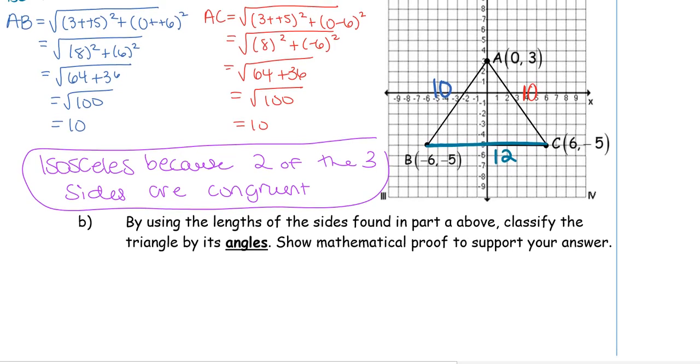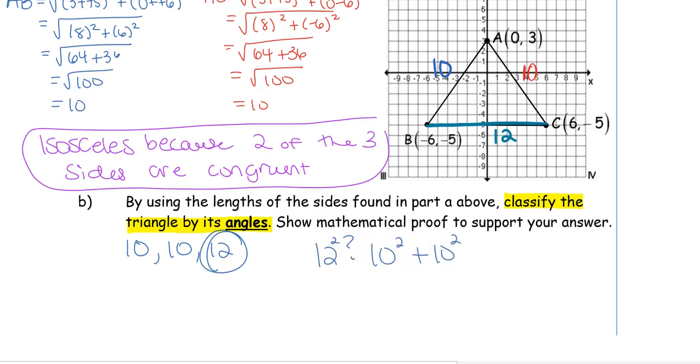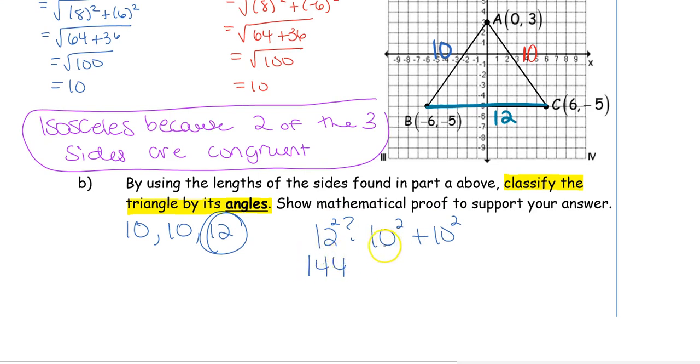And the last one is classifying it by the angle measures. Now, for this one, the only thing I know about my triangle right now are the 3 side lengths. And if you remember back to our Pythagorean theorem day, I can figure out if it's right, obtuse, or acute using my side lengths and the inequality theorem. So my 3 sides are 10, 10, and 12. I pick the largest side, and I want to figure out how is that related to the squares of the other 2 sides. Well, 12 squared is 144, 10 squared and 10 squared is 200.